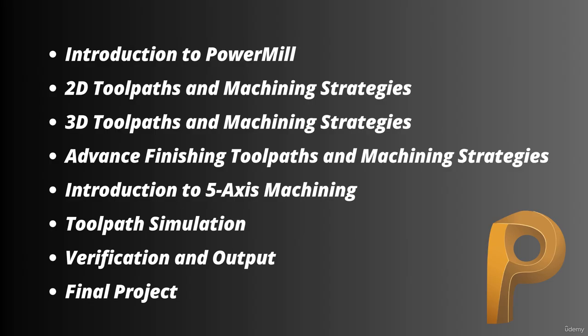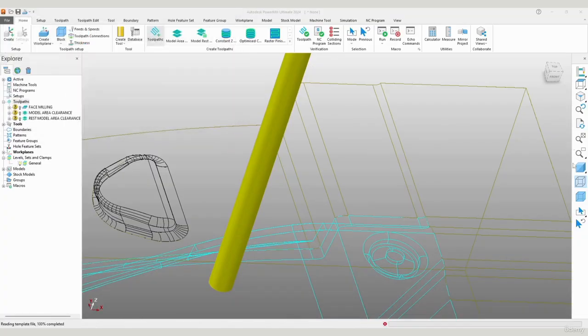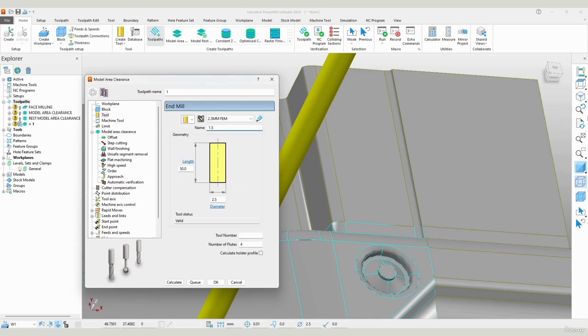The seventh module is all about verification and output. Learn how to configure post-processes and generate machine code for seamless production. The eighth module is all about the final project. Apply all the skills you have learned in a comprehensive project, including documentation and presentation of your work.